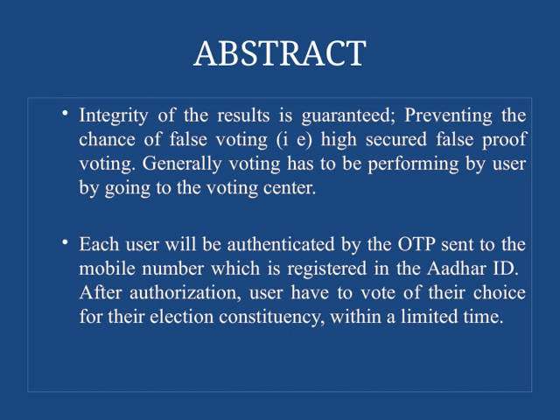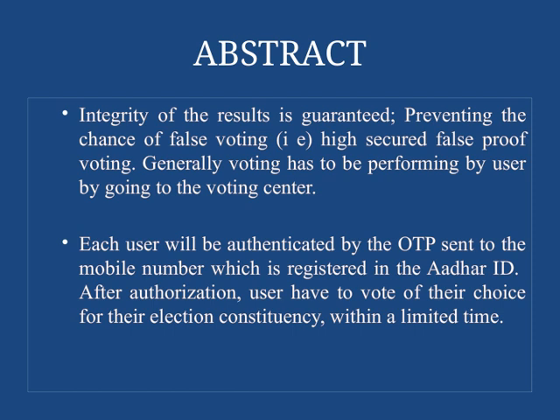Typically, voting requires the voter to go to a designated voting center in person. This traditional method, while familiar, has its limitations, especially in terms of accessibility and security. In our proposed system, each user will be authenticated through a one-time password, or OTP, sent directly to their registered mobile number linked to their Aadhaar ID. This step is crucial because it verifies that the person voting is indeed the rightful owner of that ID.